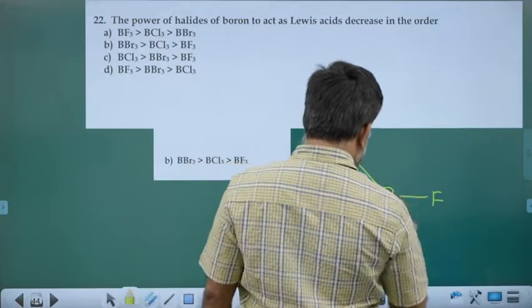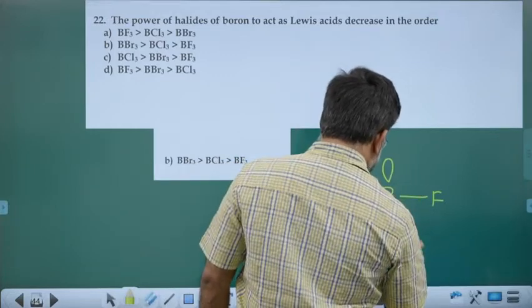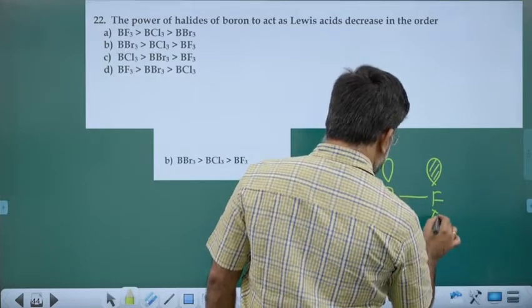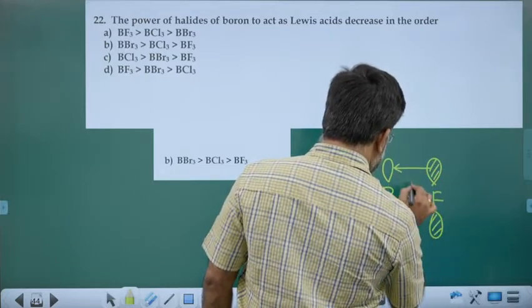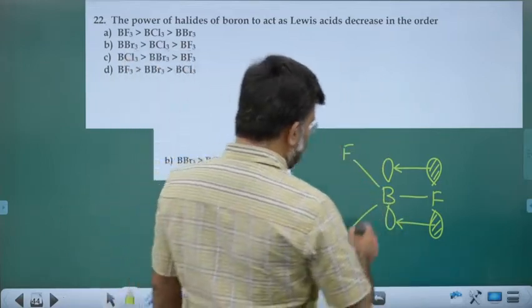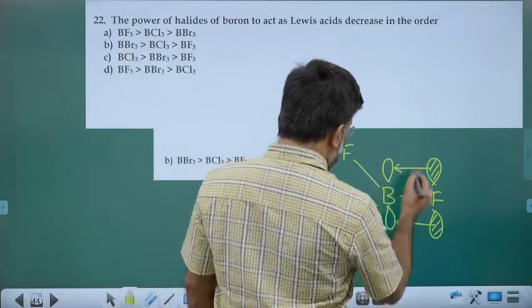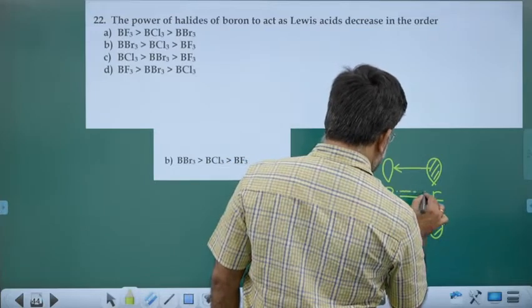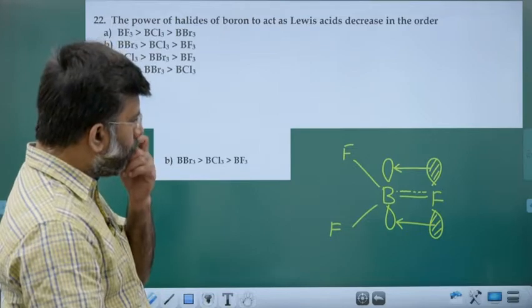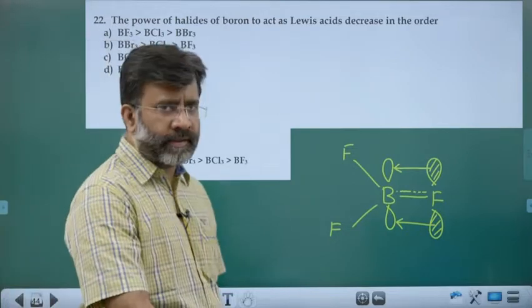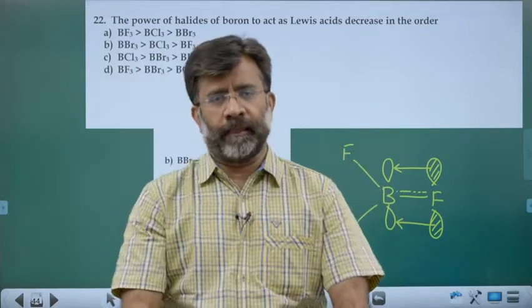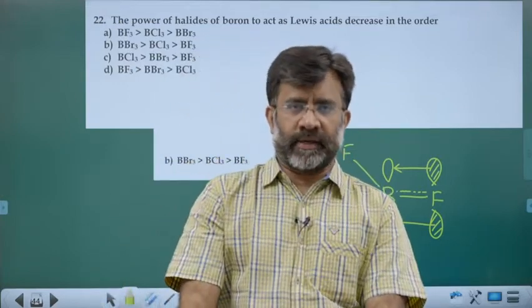As all of you know, it is sp2 hybridized, one p orbital is free, while fluorine has a p orbital full of electrons, and it will merge. Due to which the electron density of boron will be minimized, and there is a partial double bond character between boron and fluorine. Hence, the electron density in boron will decrease. The Lewis acid character will decrease.